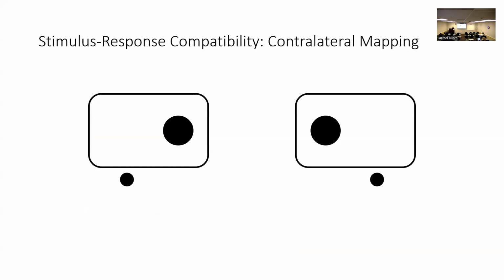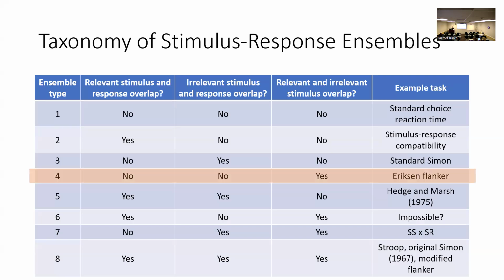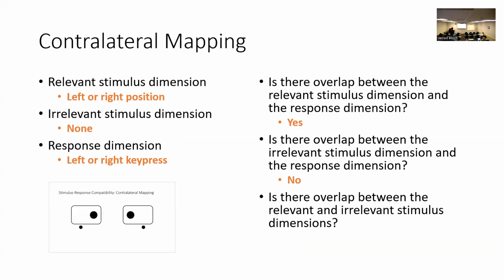Now let's go back to our table. Oh, here's contralateral. We'll come back to that in a second. So we were talking about number 2, and see it's a yes, no, no. So that's how we get to those yeses and nos. So here's contralateral, and although reaction time is going to be longer here, it still is a yes, no, no task. Any questions about applying Kornblum's taxonomy to stimulus response compatibility?